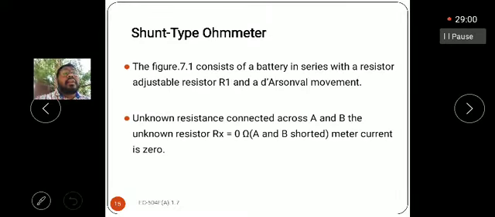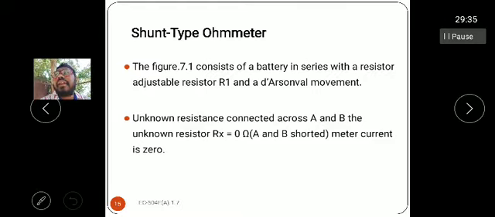The figure consists of a battery in series with an adjustable resistor R1, that is the variable resistor, and a D'Arsonval movement. The unknown resistance is connected across the terminals A and B. When the unknown resistance Rx is equal to 0, AB is short circuited, and the meter current is 0. Here we have connected in shunt, that's why the current is 0.